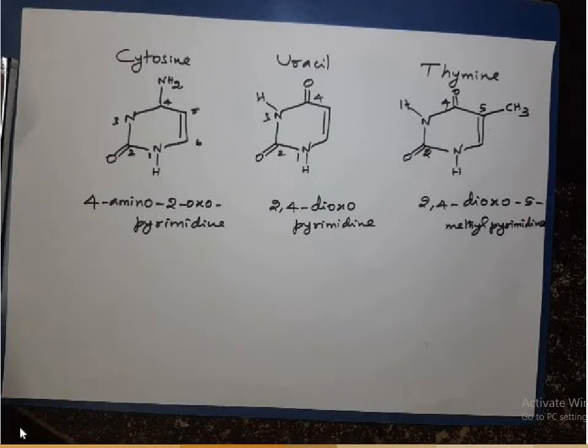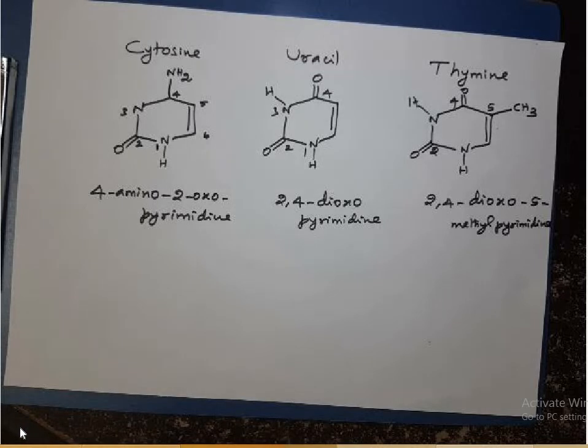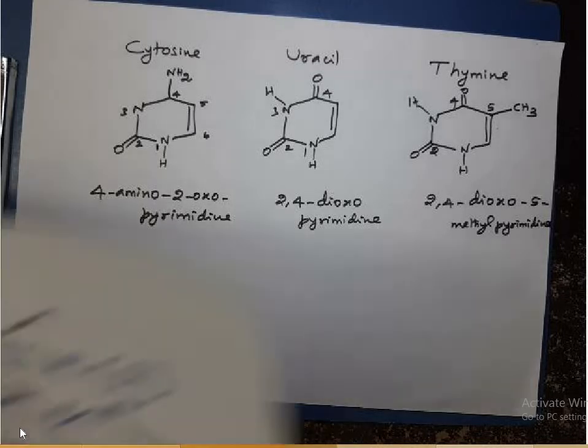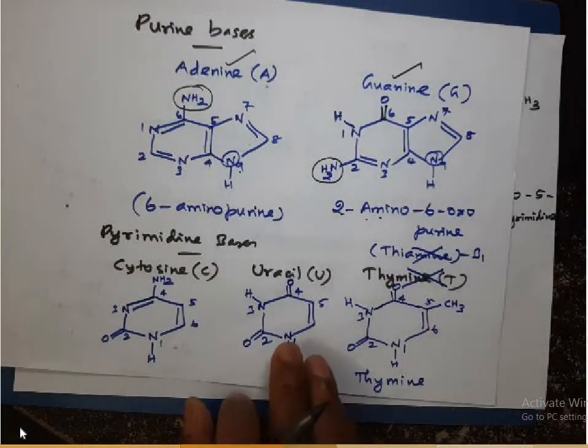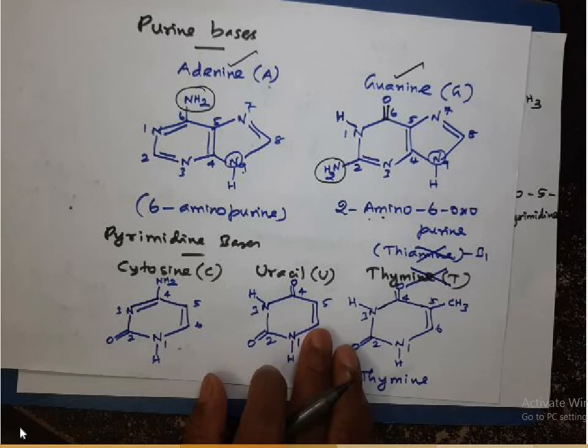Then in the last class I have told you not all these bases are present. See what I am trying to say? We have purine bases, we have pyrimidine bases. How many purine bases are there, students? Can you tell me how many purine bases are present in nucleic acid? Purine.